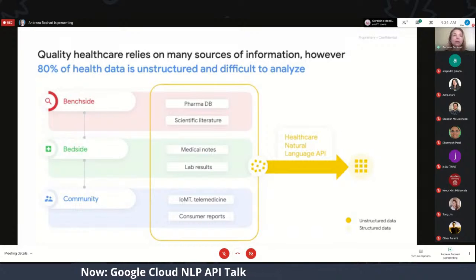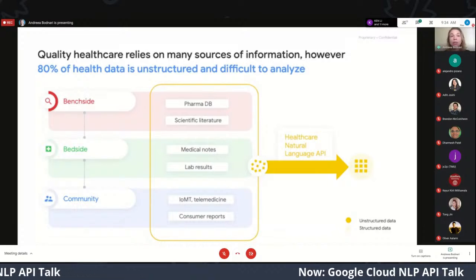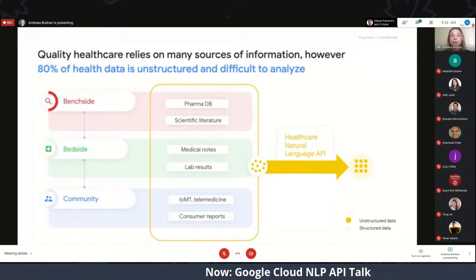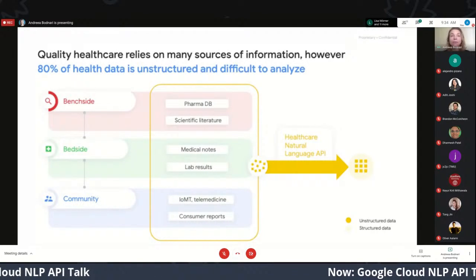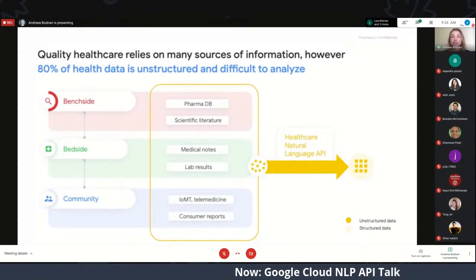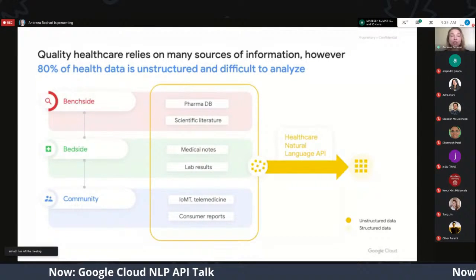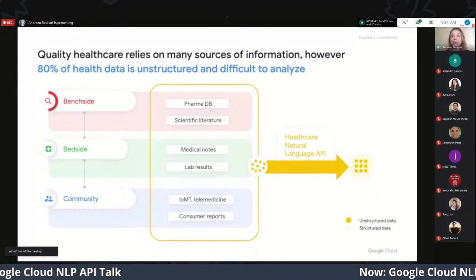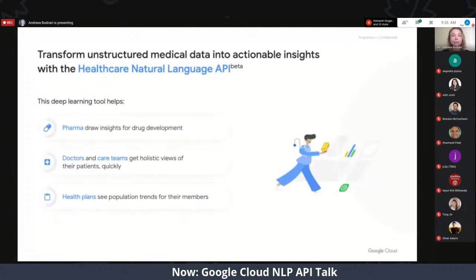At the bedside, we're talking about medical notes and lab results. In the community, we're talking about information that comes from Internet of Medical Things devices, or even telemedicine these days. With the Healthcare Natural Language API, we can pick up all of this information and structure it in a format that can be consumed by digital applications.